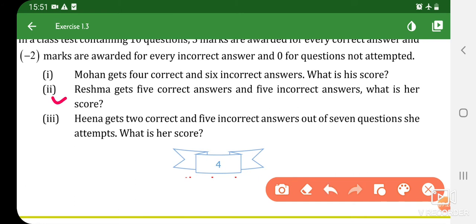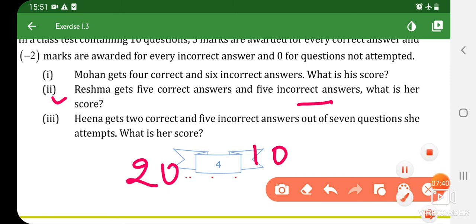Next is Reshma, who gets 5 correct answers and 5 incorrect answers. What is the score? So 5 correct answers, that means 4 into 5, so 20, and 5 incorrect, that means 10. So 20 minus 10 is 10.